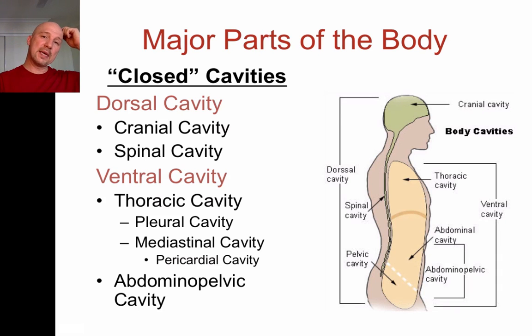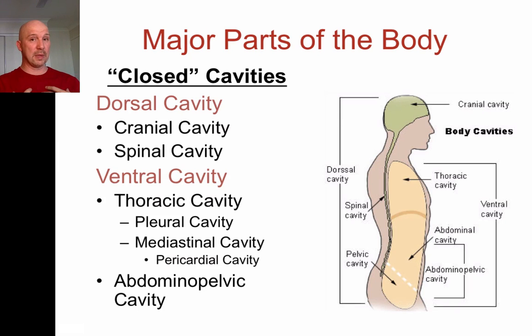So the two big spaces that we worry about people bleeding into are the pleural cavities, because number one, you can lose a lot of blood into that space, and number two, the more blood you put in, the less lung you have, because the lungs collapse. There's only enough space for a certain amount of stuff.